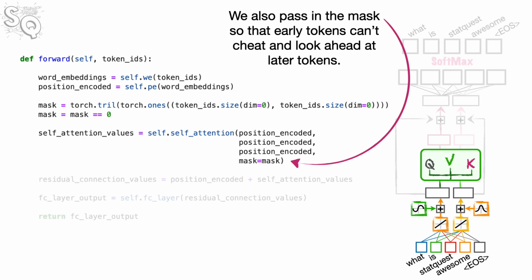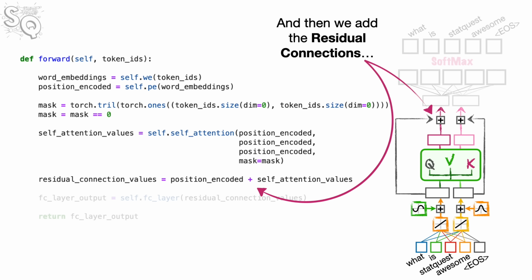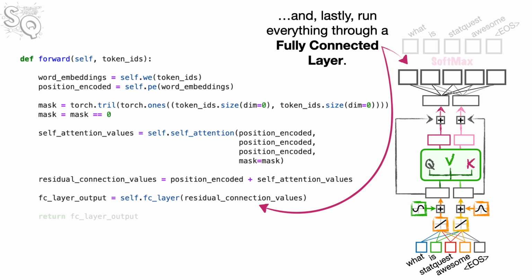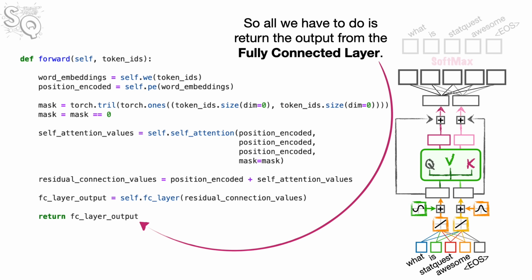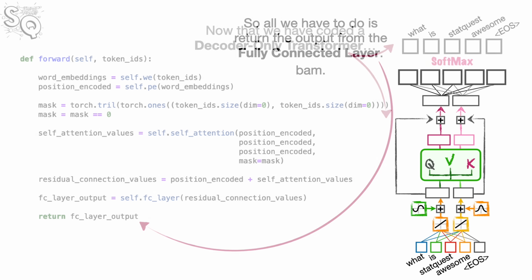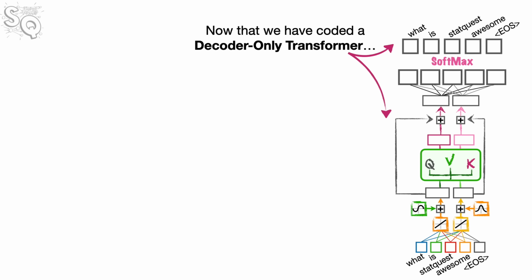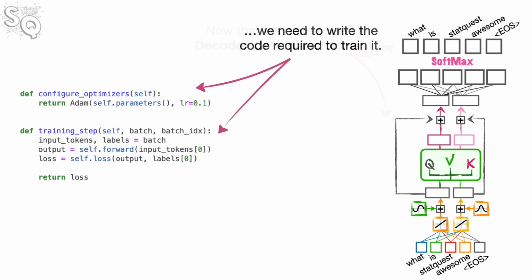We also pass in the mask so that early tokens can't cheat and look ahead at later tokens. And then we add the residual connections. And lastly, run everything through a fully connected layer. Remember, the loss function we are using, cross-entropy loss, does the softmax for us. So all we have to do is return the output from the fully connected layer. Bam! Now that we have coded a decoder-only transformer, we need to write the code required to train it.